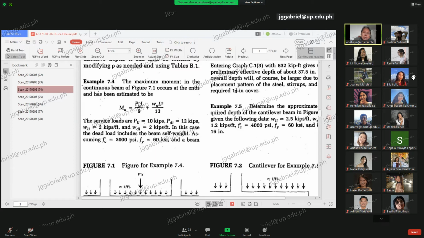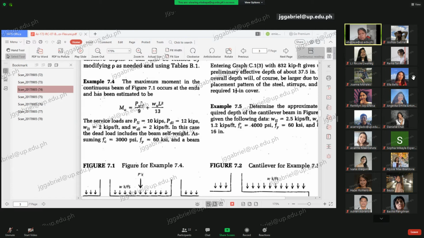Okay. Note that you have here PU and WU. So the PU and WU that you will plug in here should be multiplied already by factors.